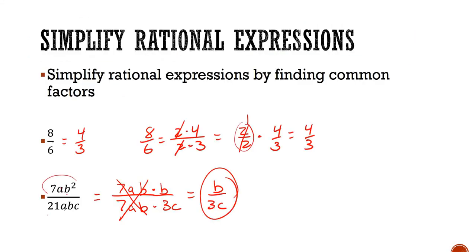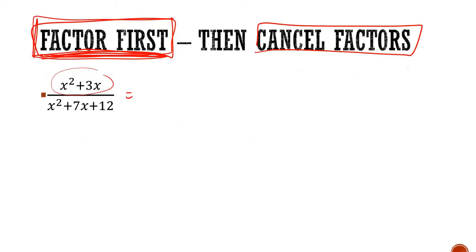Factor first. I have to factor the top and the bottom, just like I did on the last slide when I had monomials, one piece monomials. I had to factor them. So I'm going to factor the binomial. To factor a binomial, I pull out my common factor of x. Now I have a multiplication problem. At the bottom, factors of 12 that add up to 7. We did this one already. x plus 4, x plus 3.